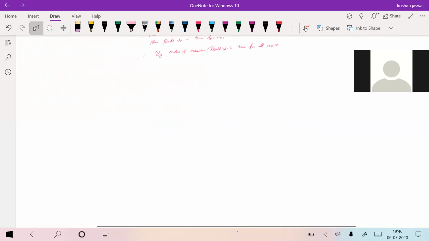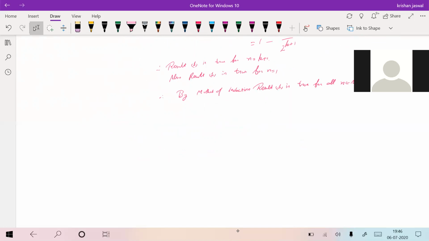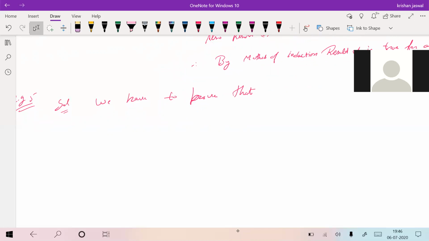Example number 5. In this question, we have to prove that 1 multiplied by 2 plus 2 multiplied by 3 plus 3 multiplied by 4 plus so on plus n multiplied by n plus 1 is equal to 1 over 3 into n into n plus 1 into n plus 2. We have to prove this in this question.